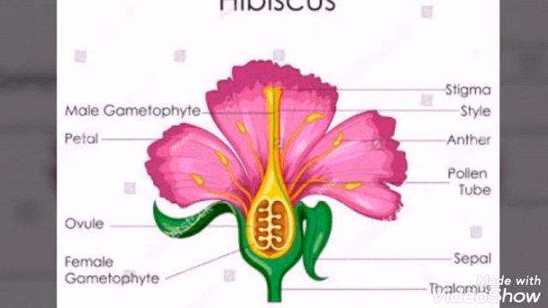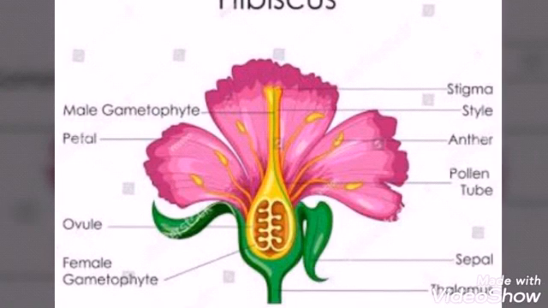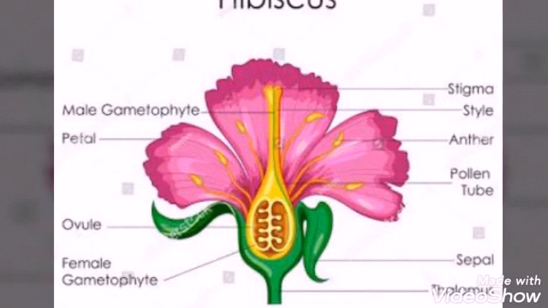So stamens are the male reproductive part of the flower. Each stamen consists of anther and filament, and the anther will produce the pollen. Now sepals are green in color. They also protect the flowers.